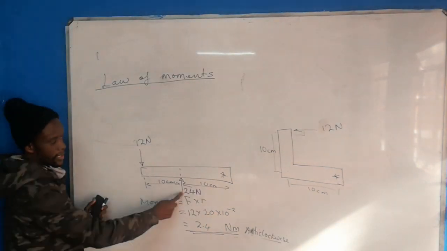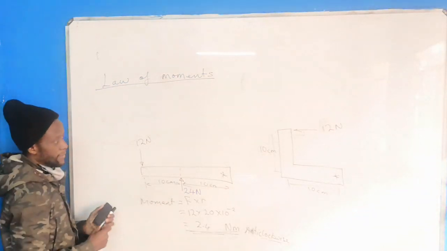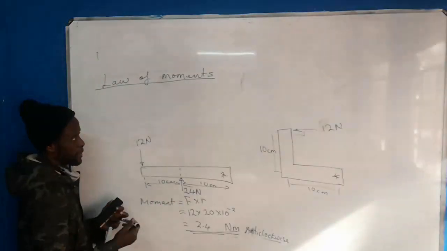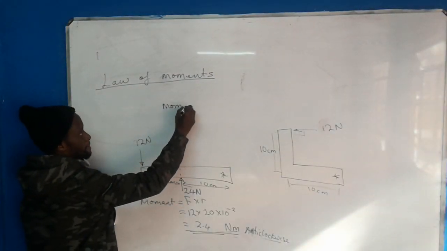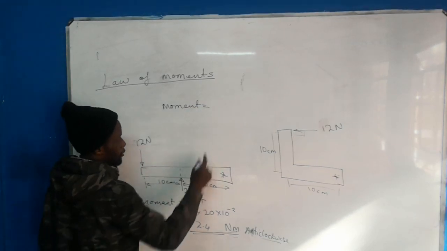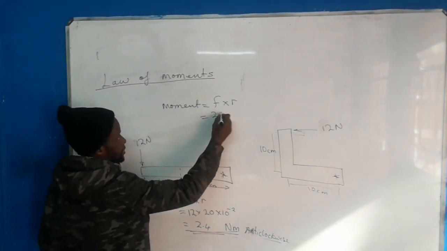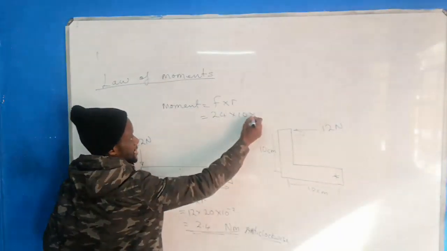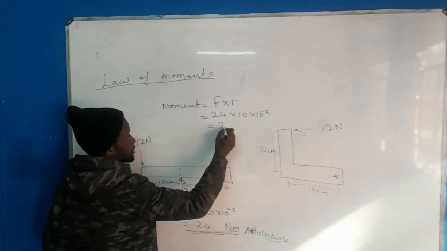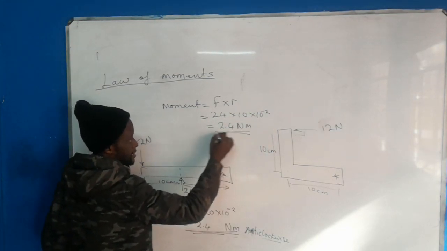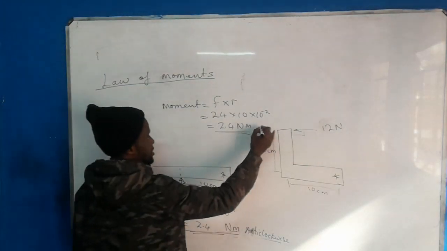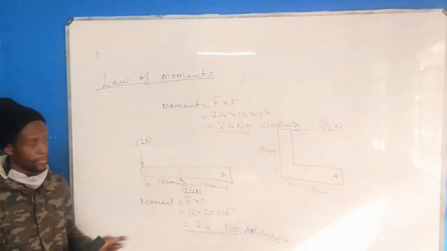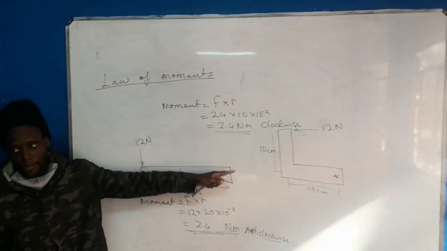so now this one is causing anticlockwise, right? If I calculate the moment of this force, moment is equal to the force itself times R. I have 24 times 10, the distance from there to the turning point, centimeters. This will take me to 2.4 newton meters, right? So, but this force is what? It's now clockwise. Is turning clockwise because of this, it will spin the beam clockwise.